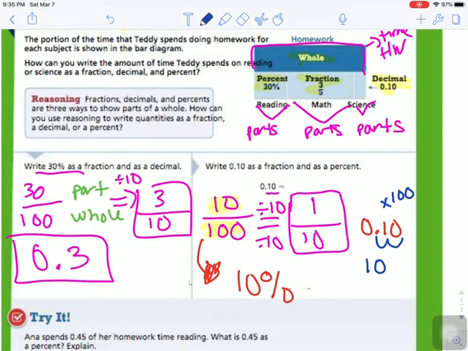So whenever you have a decimal, to turn it into a percent, you want to multiply by 100 or just move the decimal place over twice, and that gives you your percent as well. So kind of 2 ways there that you can turn your decimal into a percent.